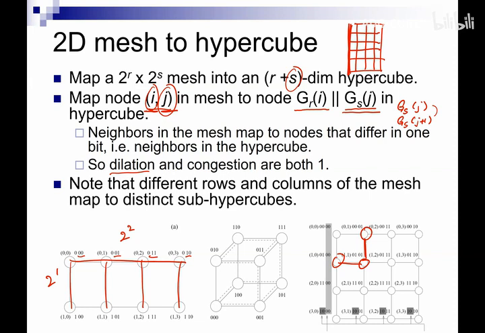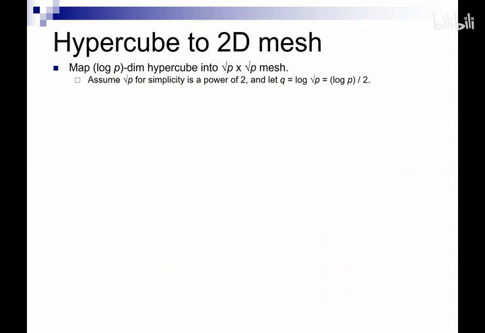Something else you can note is that the different columns and rows of the mesh are going to map onto different sub-hypercubes of this overall hypercube. Now again, we're going to reverse this mapping and go from the hypercube to the 2D mesh.